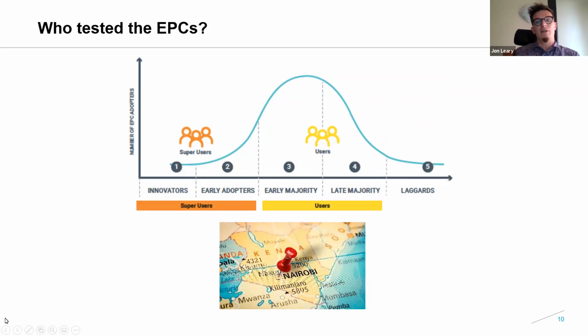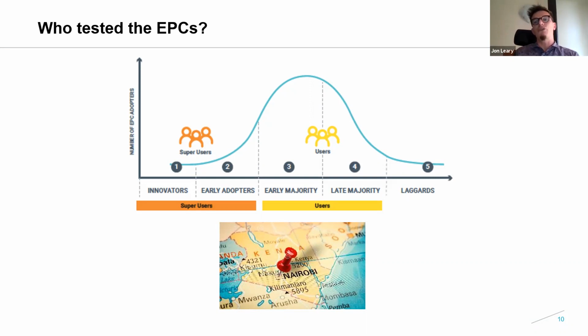So who tested these electric pressure cookers, or EPCs? Well, we had two groups. We had users and we had super users. So the users were our typical target end user, so our everyday cook. These are the people that are likely to make up the majority of the customer base for this device going forward. When I say customer base, of course, I'm thinking about this in terms of the people that will be using these devices in an everyday context.